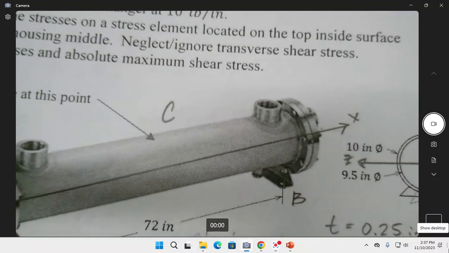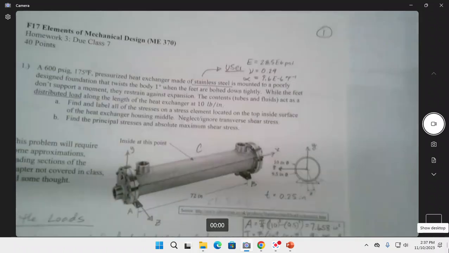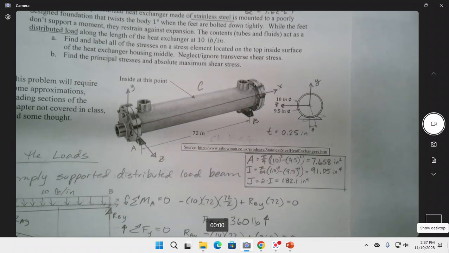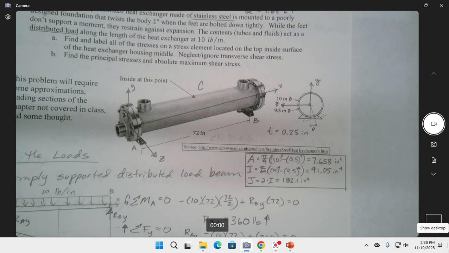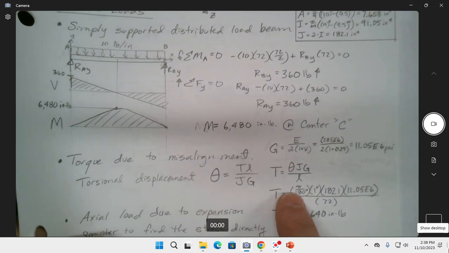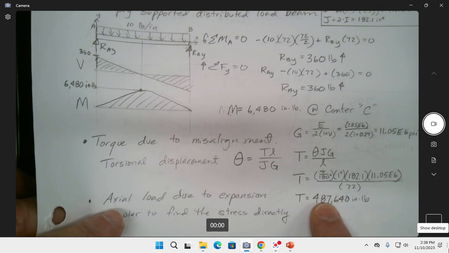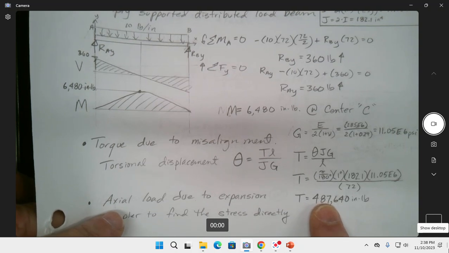So you had to go backwards from theta equals TL over JG, and then you were able to find the torque, right? You know what theta is because you've twisted an angle, and you know the distance L. The JG is just the geometry and the material. So from that TL over JG, you find out what the torque was, which became an absurd amount, 487,000 inch-pounds. So that torque was a ridiculous amount.